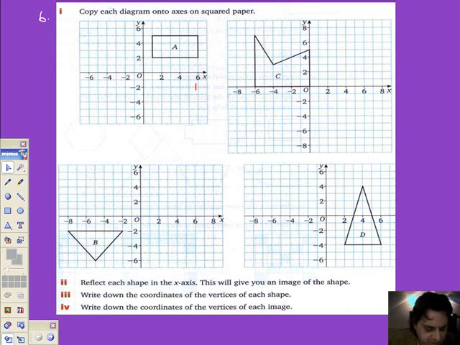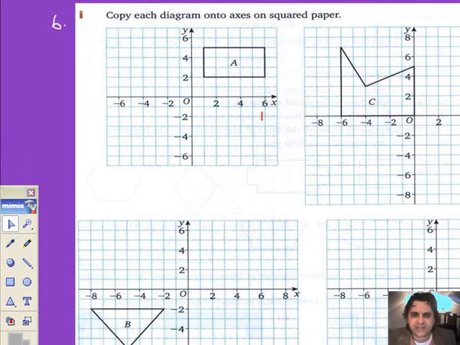Okay, these are reflections, section 9.1. I'm going straight to question 6. I've got to reflect each of these shapes, that one, in the x-axis, and it tells me on page 154 I've got to do exactly the same thing to all those 4 shapes that you see, and then reflect them in the y-axis as well.